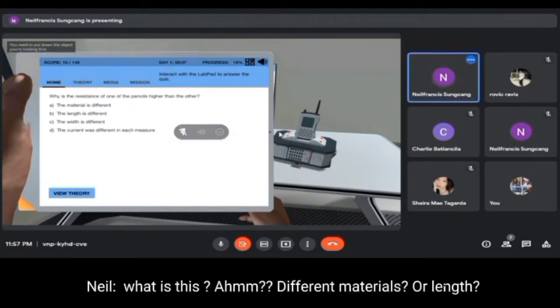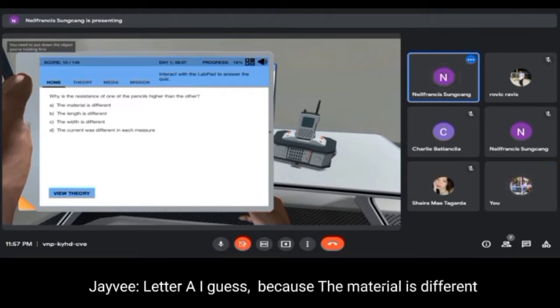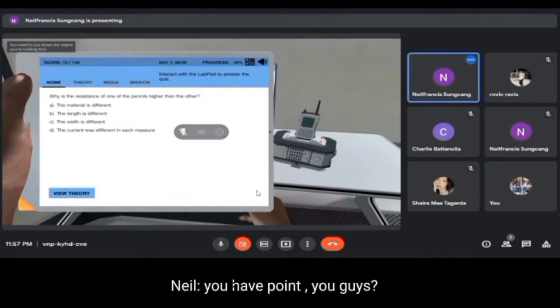Different materials? Letter A siguro. The material is different, kasi magkaiba eh.